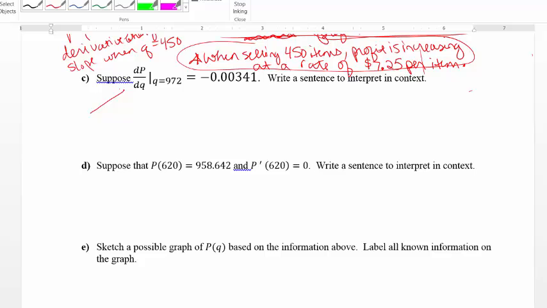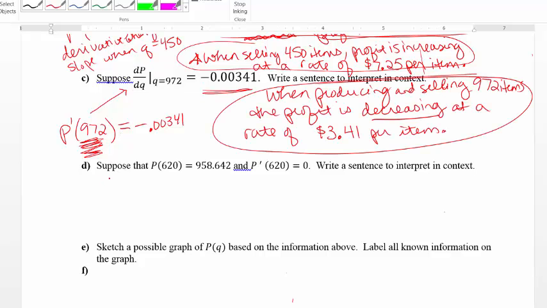Okay, so part C, very similar, but just a different point on the function. Here they're saying the derivative of the function P when the input is q equals 972, so P prime of 972 is negative 0.00341. Negative rate, so the profit function is decreasing. The slope is negative. So again, this is thousands of dollars per item. So that really is going down $3.41 per item. And that's happening when producing and selling 972 items.